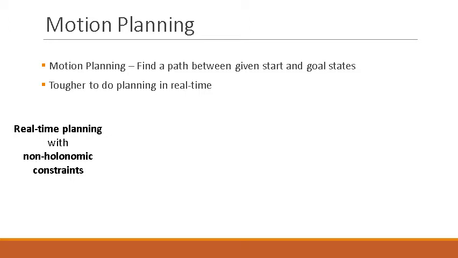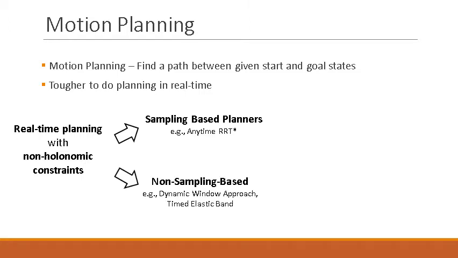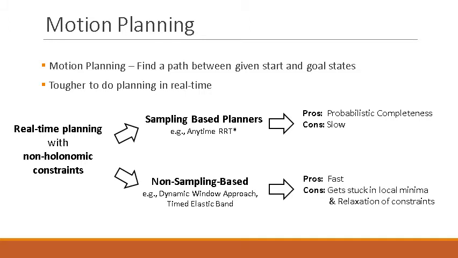Traditionally, there are two categories of planning techniques proposed for non-holonomic constraints. One is the sampling-based motion planning algorithms like anytime RRT star, and the other is the non-sampling based planning methods like dynamic window approach and time elastic band. Sampling-based planners are able to provide paths with probabilistic completeness, but are relatively slow in generating plans. Non-sampling based methods, on the other hand, are fast to generate plans, but they often get stuck in local minimum or require considerable relaxation of goal constraints.